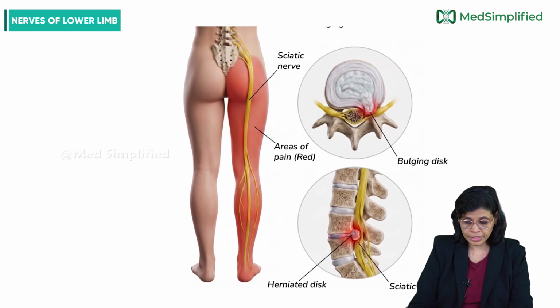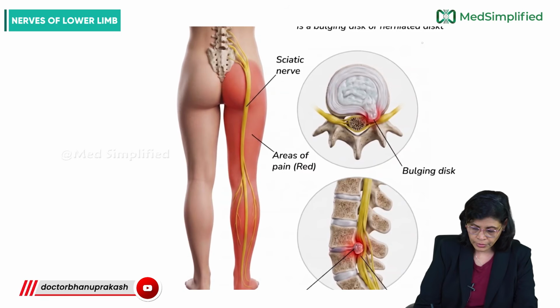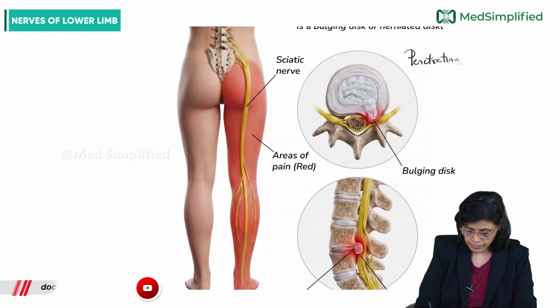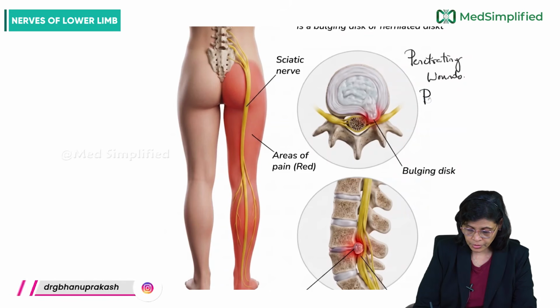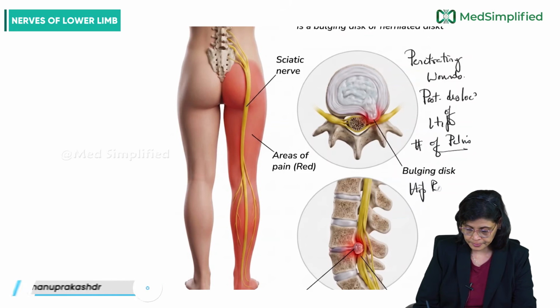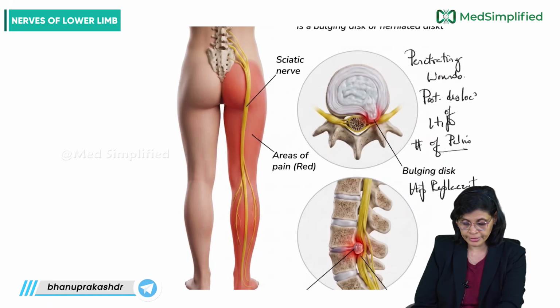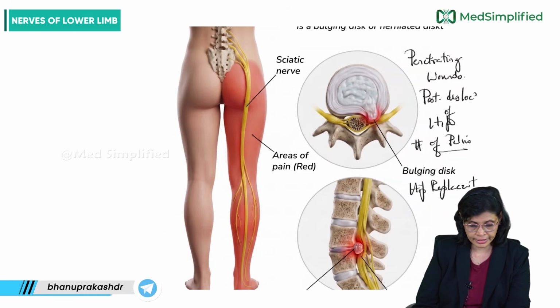So the injury to the sciatic nerve can be caused by penetrating injuries, penetrating wounds, posterior dislocation of the hip, or fracture of the pelvis, sometimes during total hip replacement, or due to faulty intramuscular injections given in that region. So that can also cause injury to the sciatic nerve.